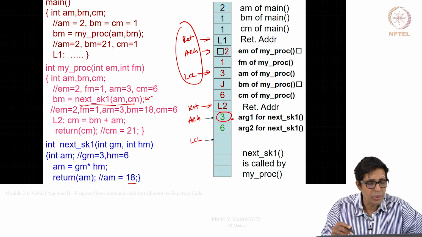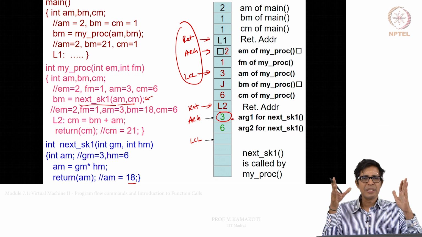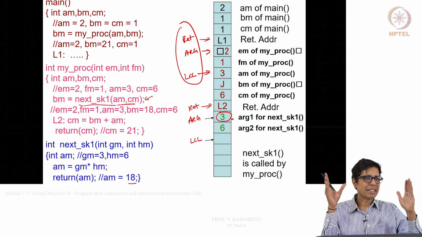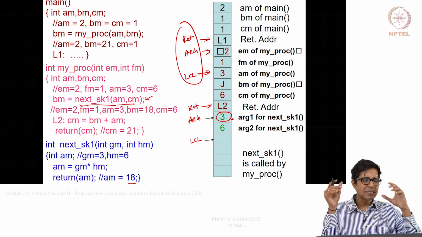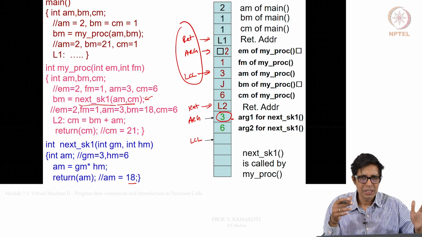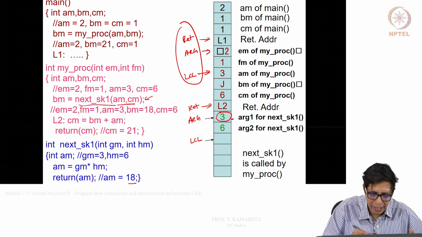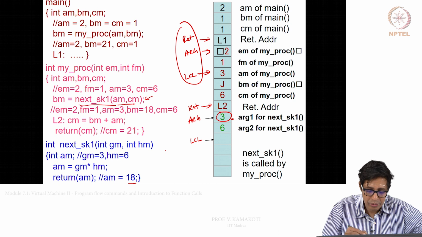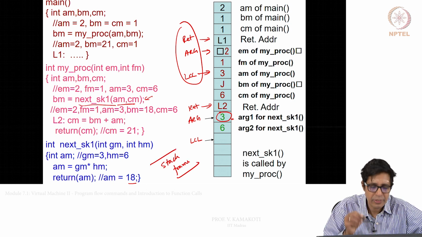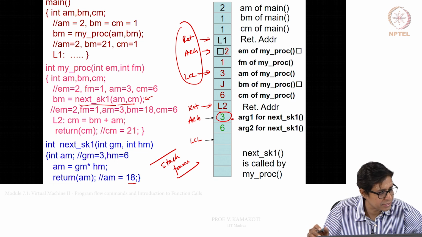So every time a function starts executing, some amount of memory is allocated to the function in the stack. That amount of memory allocated to the function in the stack is called the activation record of that function. It is the memory that is activating the function. So this is called the activation record, or we also call it a stack frame, which is responsible for the execution of the function.